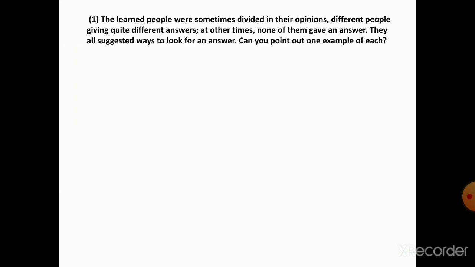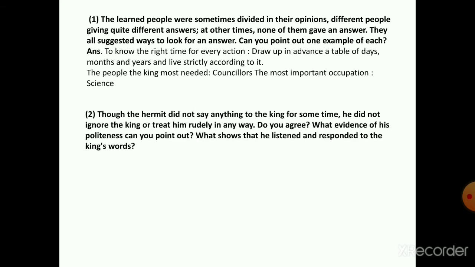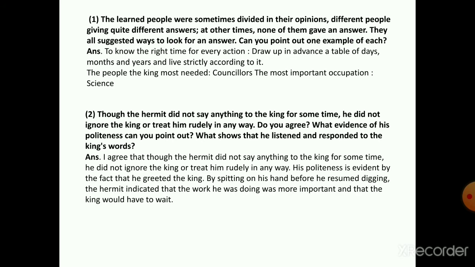Next question is given here. The learned people were sometimes divided in their opinions, with different people giving quite different answers. At other times, none of them gave an answer. They all suggested ways to look for an answer. Can you point out an example of each? So your answer is: to know the right time for every action, draw up in advance a table of days, months and years and live strictly according to it. The people the king most needed: counselors. The most important occupation: science.